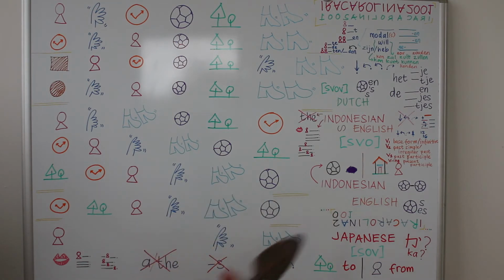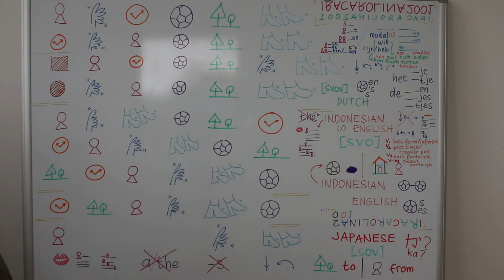Whether in Indonesian or in English, we can call it SVO: subject, verb, and then object. In Japanese, it is SOV: subject, object, and then the verb is at the end of the sentence. And in Japanese, if you want to make your sentence into a question, you just have to add this hiragana letter, which is ka. It means "is it?"